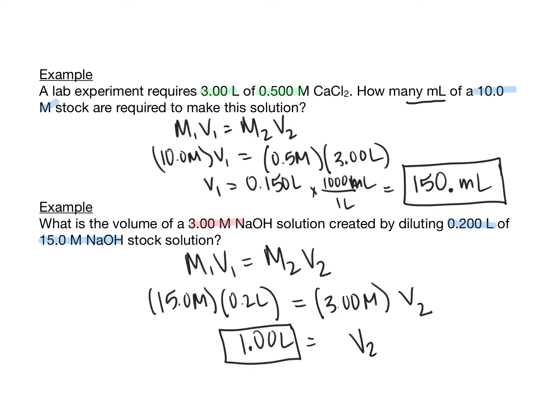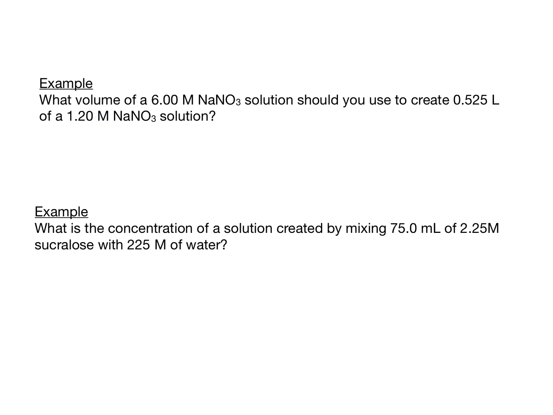So we can dilute these any way you'd like, thinking about these components. Just make sure that the components that go together match. Now you might ask, does it matter which one is M1 and which one is M2? It doesn't. You can use those any way you'd like. So let's look at some additional examples.